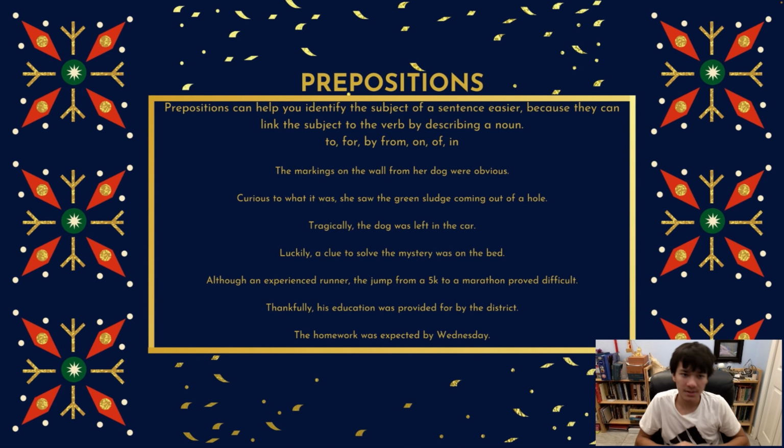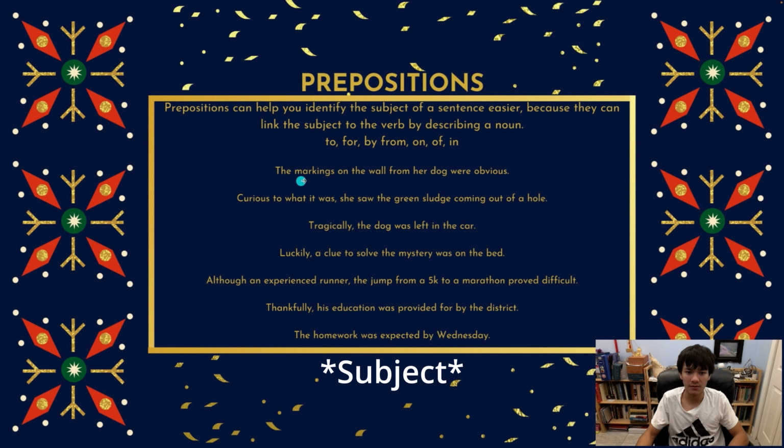Prepositions. Prepositions can help you identify the subject of a sentence more easily because they can link the subject to the verb by describing a noun. And once again, these are the prepositions from the earlier slide. And here I've made a sentence using each one of these prepositions. So we have: the markings on the wall from her dog were obvious. From is the preposition here. And it helps you identify that the markings is the subject, because the markings from her dog, right? The markings were from her dog.